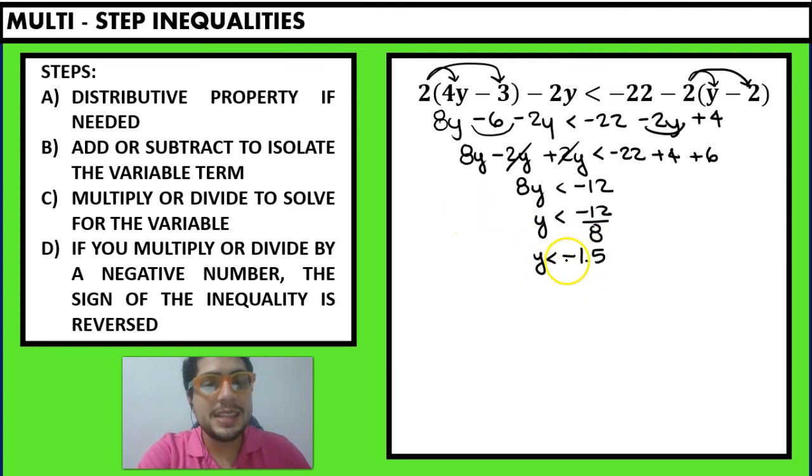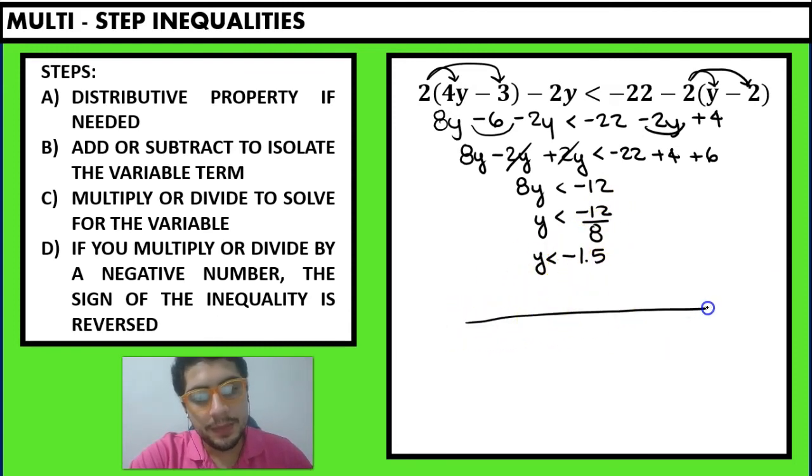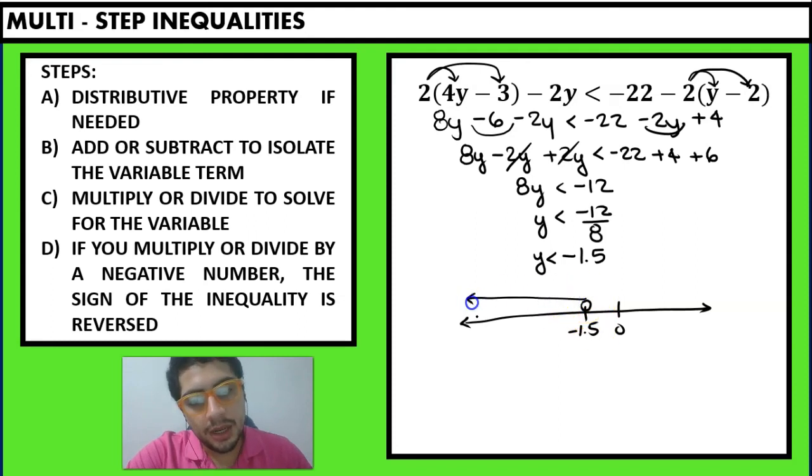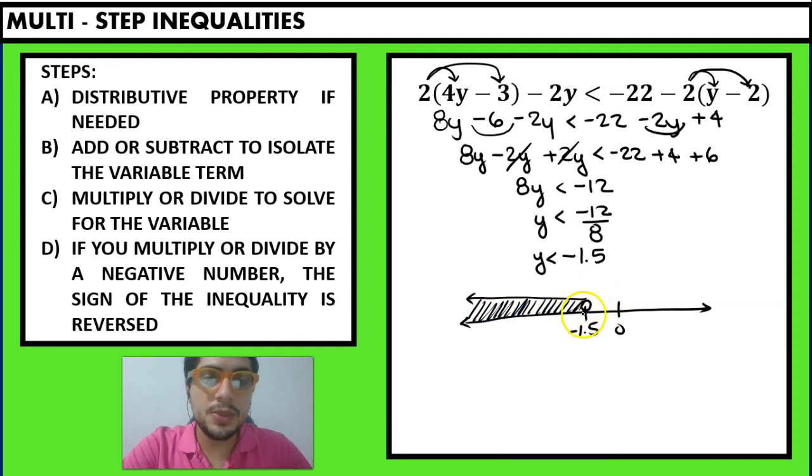So y is lower than negative 1.5. Whenever we want to graph this answer, we're going to have our number line. So we have 0, and we have negative 1.5. Now, because it's lower than negative 1.5, we're going to leave an uncolored circle on negative 1.5, and we're going to color the area here. This non-colored white circle is going to mean that the value is not going to be included because we have no equal sign here.